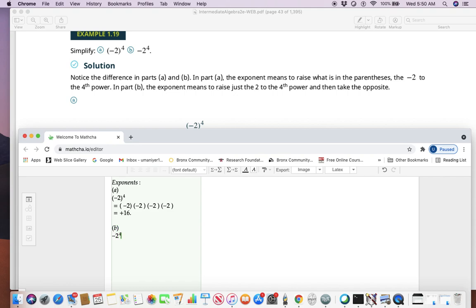Look at B. Negative 2 power 4. So notice there is no parenthesis. You see the difference between here and here. No parenthesis. What does that mean? That means the negative stays put. What is closest to 4? 2. Only 2 repeats. So there is one negative overall. 2 times 2 is 4, times 2 is 8, times 2 is 16. Only one negative, so it survives.